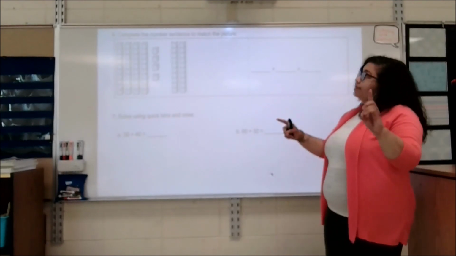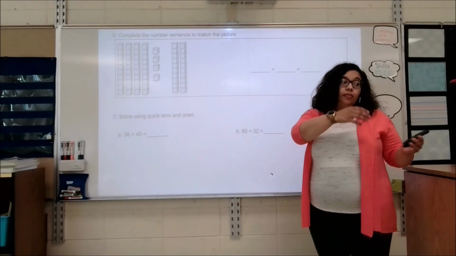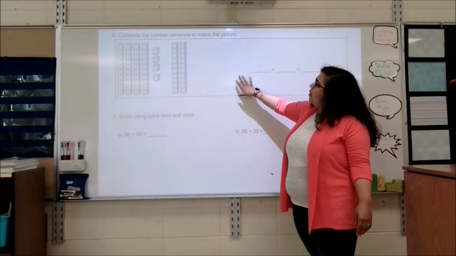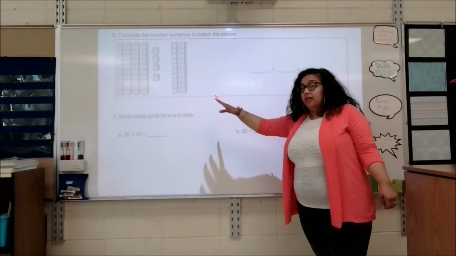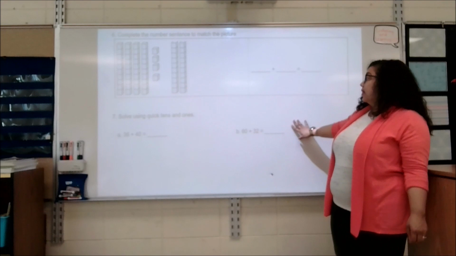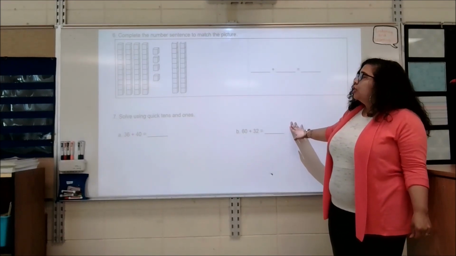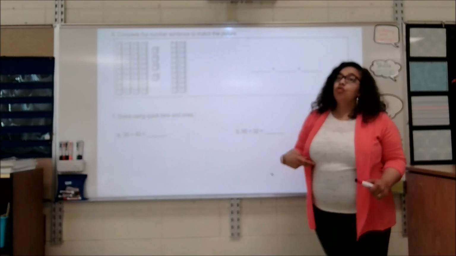Okay, so now we're ready. We're going to add. We're just adding, first with the picture. Then adding groups of 10 to a 2-digit number. We're going to solve using quick tens and ones. It's the drawing. Okay? Level 2 drawing. Yes?